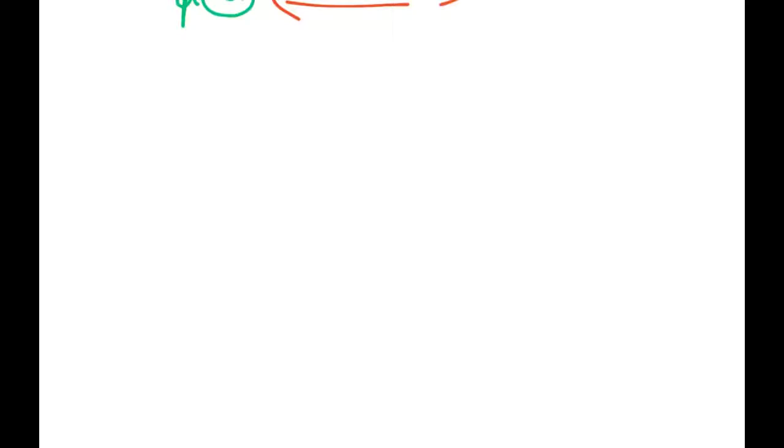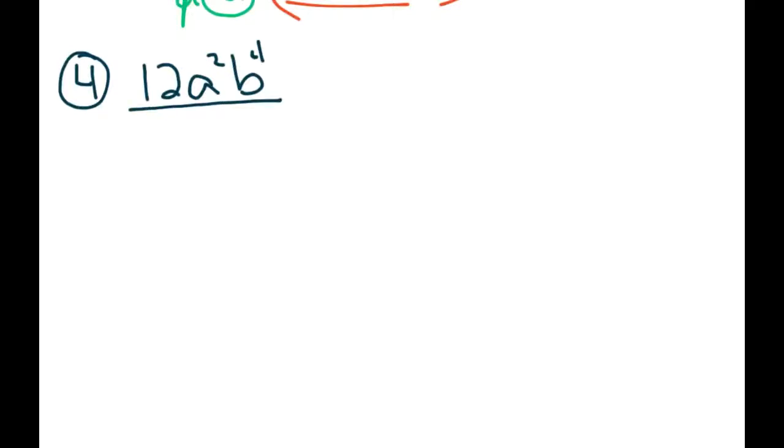All right, let's look at number 4. I'm going through these fairly quickly because hopefully these are skills that you know. Remember, you can hit pause at any point and look at the problem more carefully. 12a squared times b to the 4th over 18 a cubed b cubed.